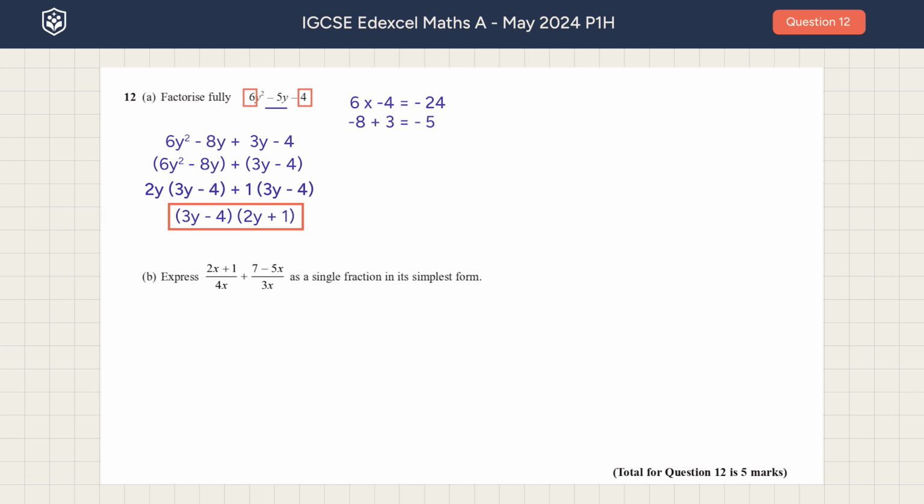Next, part B says, express 2x plus 1 over 4x plus 7 minus 5x over 3x as a single fraction in simplest form.